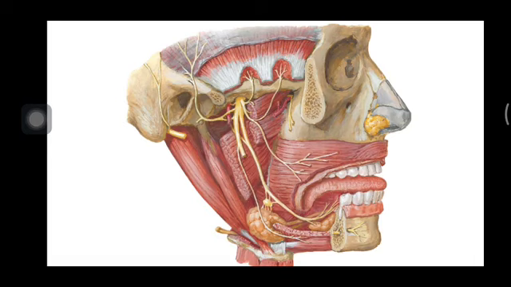Now we can see the chorda tympani nerve joining the posterior aspect of the lingual nerve. This is the lingual nerve. The chorda tympani joins the posterior aspect. The chorda tympani is a branch of the facial nerve.